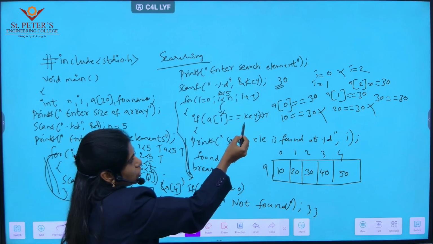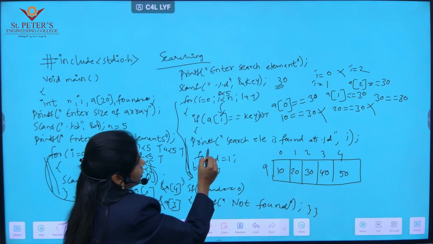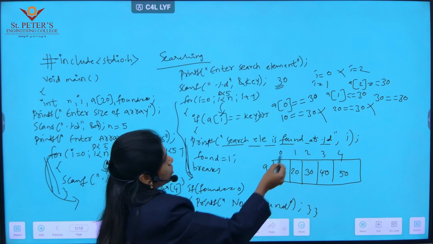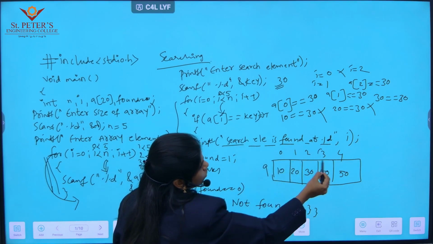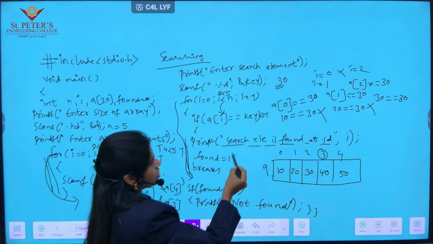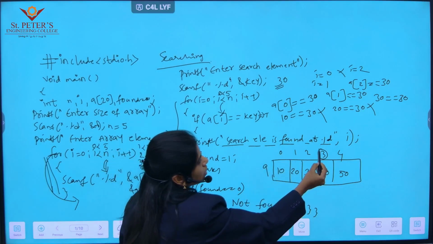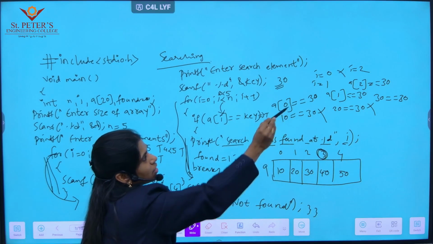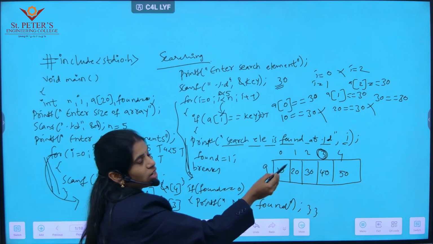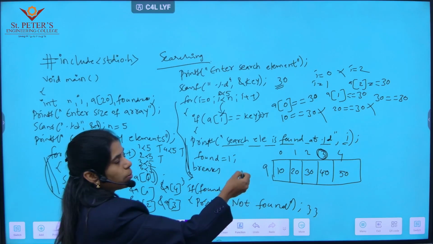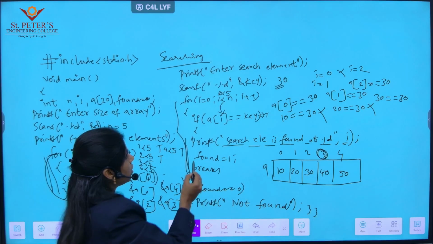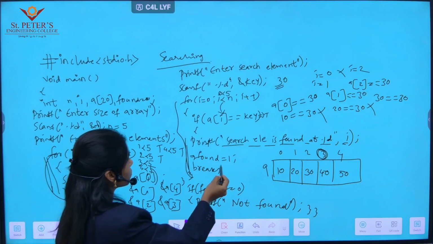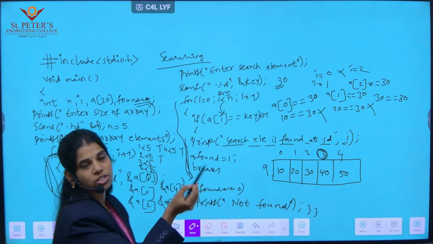So yes, here the condition is true. Then printf is going to print here: search element is found at %d position. What is that position here? The third position. So we get the output as search element is found at third position. i indicates what here? 3. In which iteration did we get the element? The third iteration. So search element is found at third position. Like that it is going to be printed. After printing that statement, the next line is found equal to 1. So found equal to 1 indicates that the initial value of found was 0.